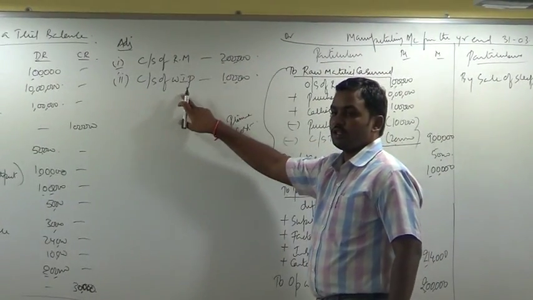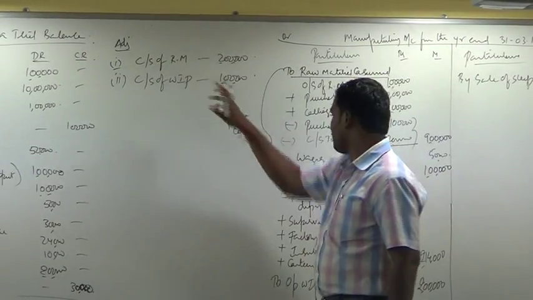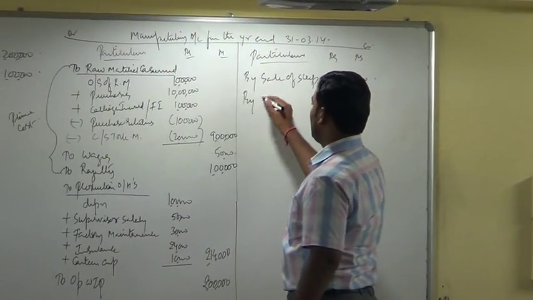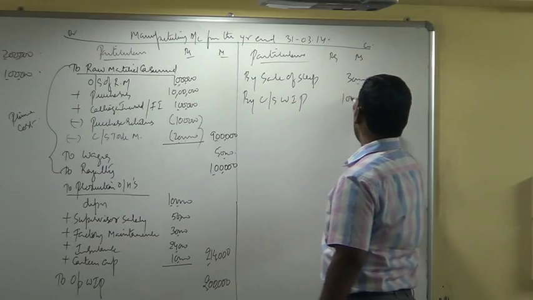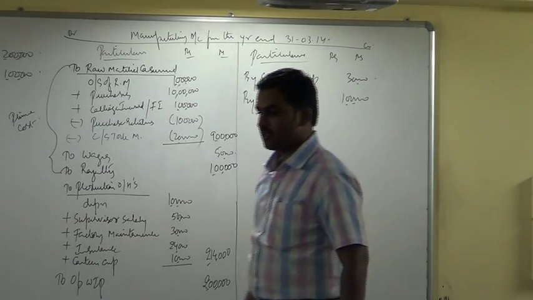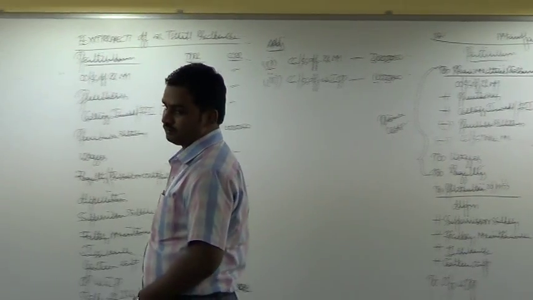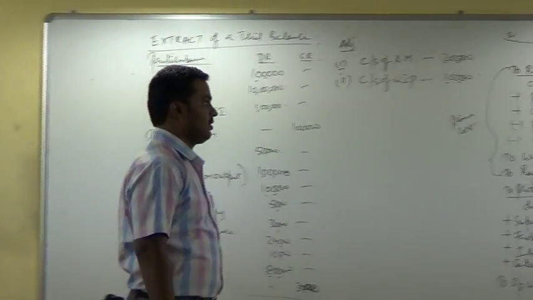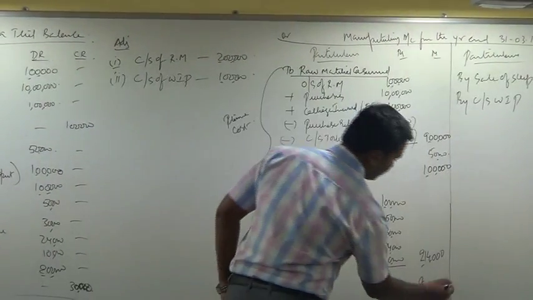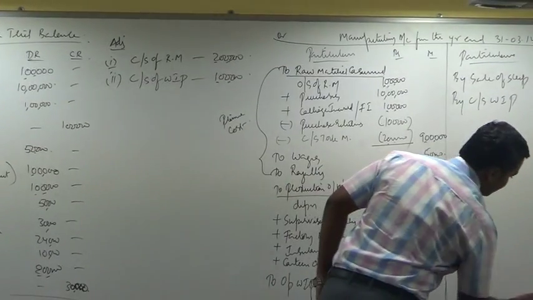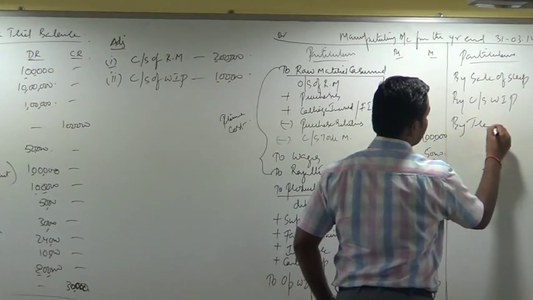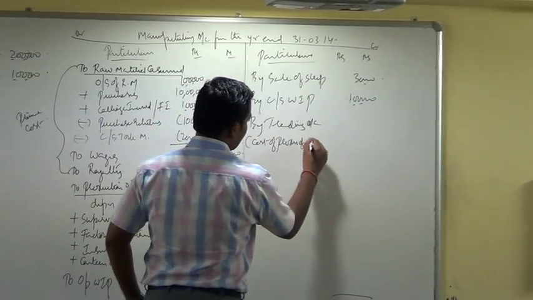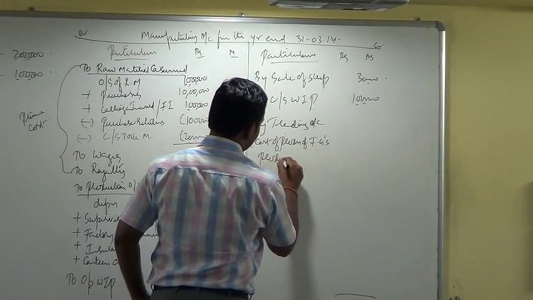What we do with closing stock of raw material and closing stock of work in progress? Closing stock of raw material is already considered. Closing stock of work in progress, what do you do? Credit the manufacturing account by closing stock of work in progress, 1 lakh. Now find the cost of production as balancing figure by trading account. Cost of production of finished goods produced in the year.